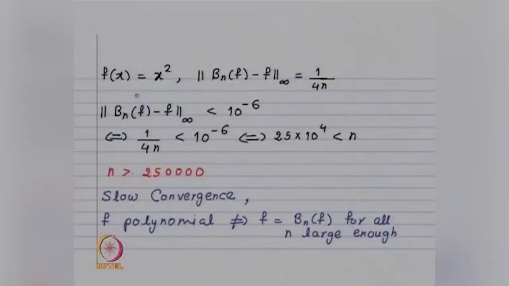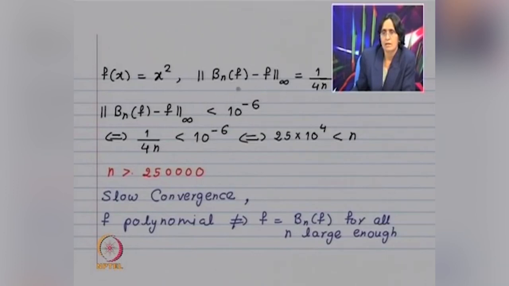mathematically it is a very elegant and nice constructive proof, but then one is interested also in knowing how fast it is going to converge, because when you are going to use a computer, you are allowed only a finite number of steps. In mathematics it is fine, what I want is n tends to infinity. Now, this is one of the disadvantages of this polynomial approximation, that the convergence is going to be very slow. Here is the fact that we had seen: for the function f x equal to x square, the error is going to be 1 upon 4 n.